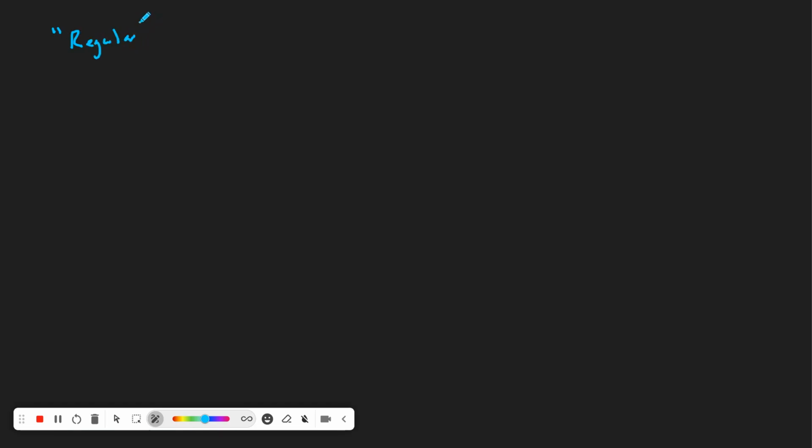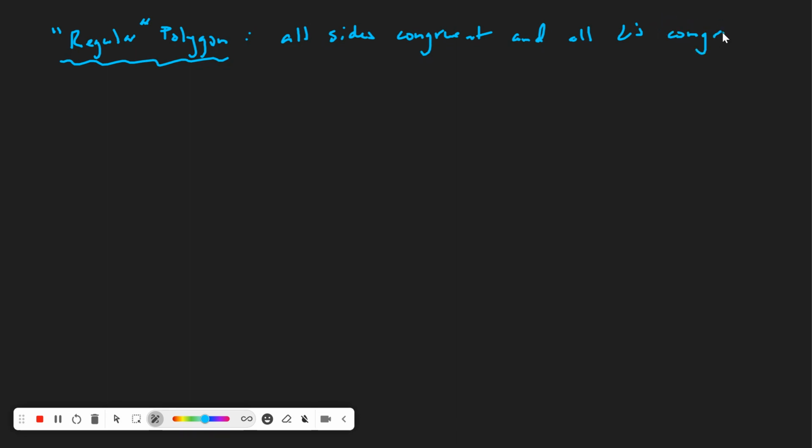So a regular polygon. For a regular polygon, this means that all sides are congruent and all angles are congruent. All sides congruent and all angles congruent.